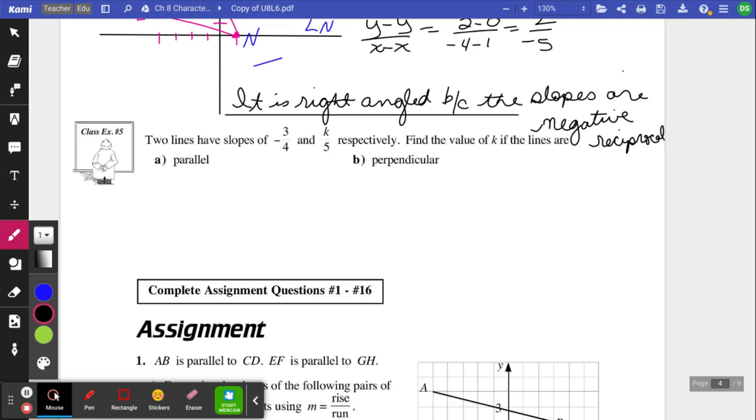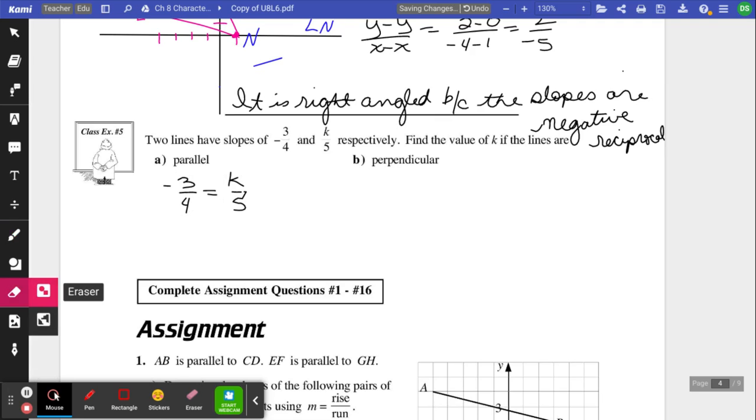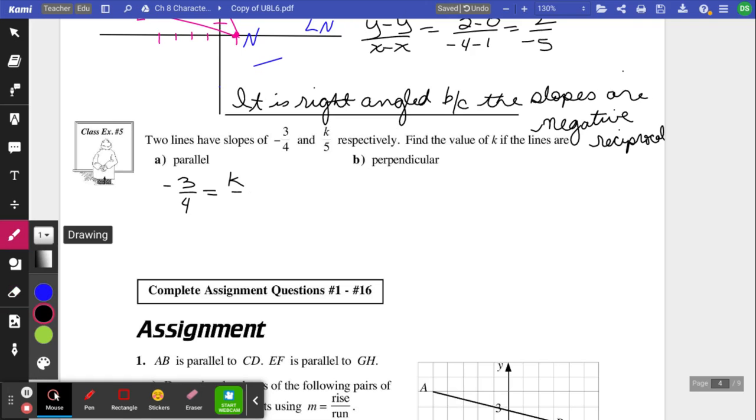Okay. Parallel lines, what do you know? Same slope. So do you mean to tell me that -3 over 4 would have to be equal to k over 5? Isn't that true? Yes. Okay, solve for k. Go on your paper. Tend to the work.